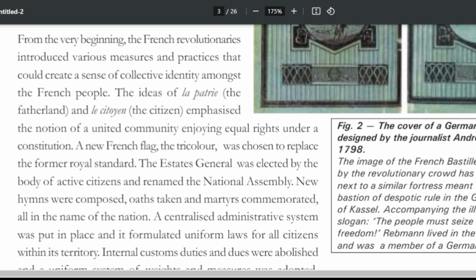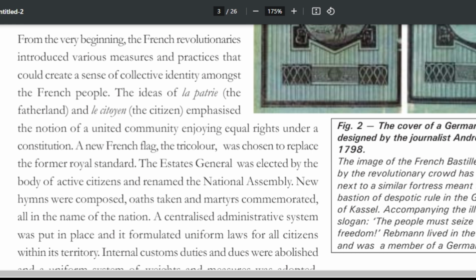From the very beginning, the French revolutionaries introduced various measures and practices that could create a sense of collective identity amongst the French people. The ideas of la patrie, the fatherland, and le citoyen, the citizen, emphasised the notion of a united community enjoying equal rights under a constitution. A new French flag, the tricolour, was chosen to replace the former royal standard. The Estates General was elected by the body of active citizens and renamed the National Assembly.